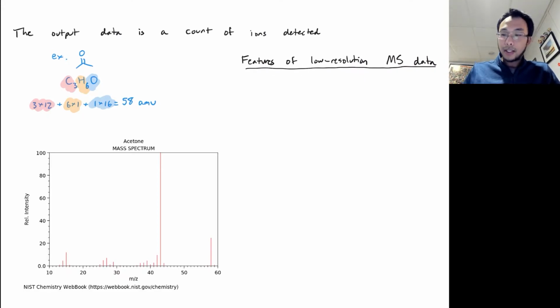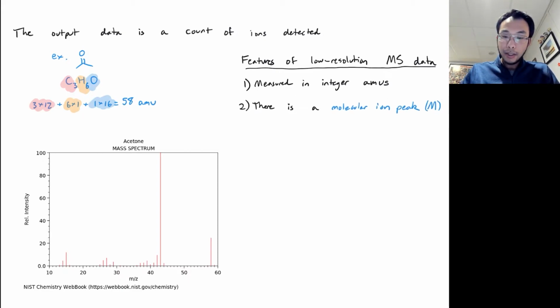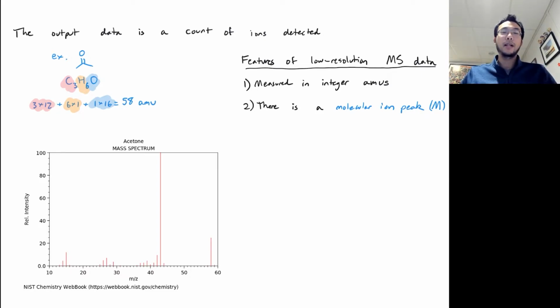So some features of the data are that because of the low resolution you only measure integer atomic mass units. In all mass spectra, there will be a molecular ion peak. It's sometimes so small that you can't see it, but a molecular ion peak nonetheless is theoretically going to exist. And this molecular ion peak refers to the m over z signal here, which reflects the calculated or predicted AMUs of the molecule of interest.